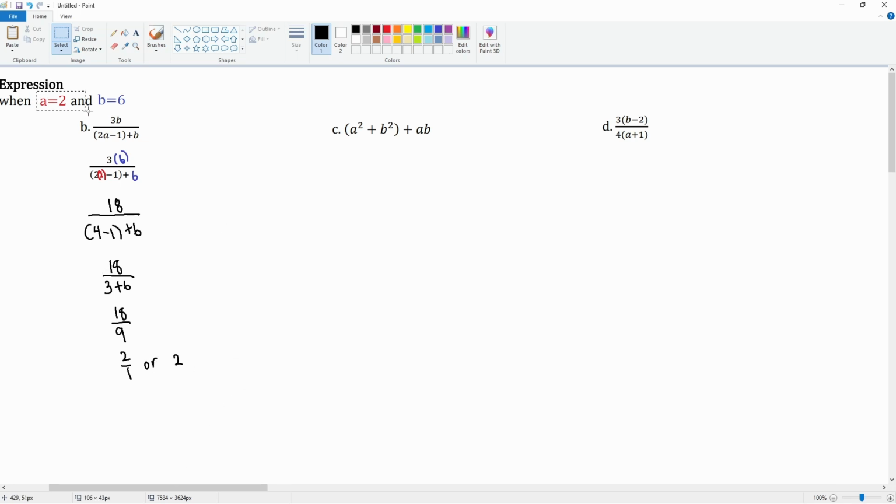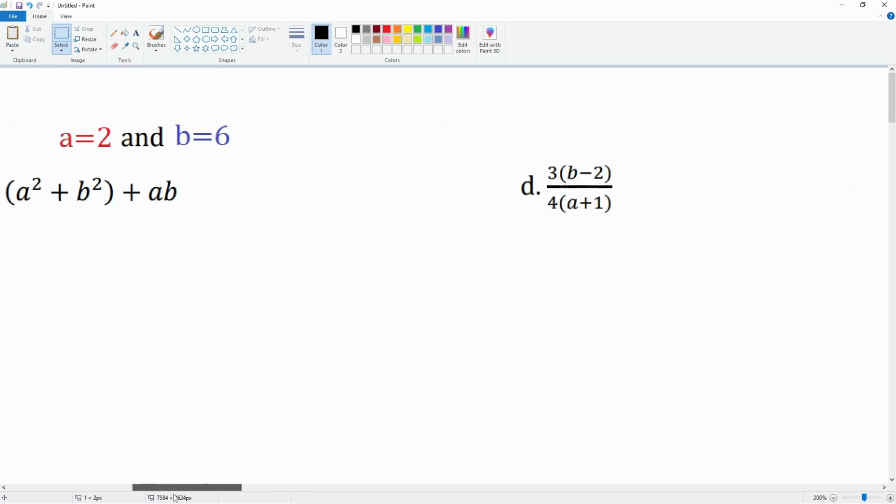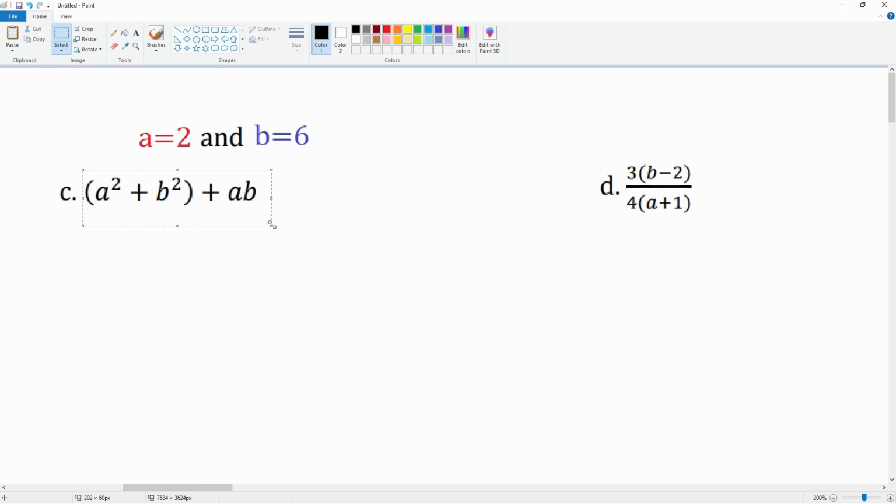All right, C, I'm just going to copy this over so we can see it. Here's the expression with the variables. Now we're just going to copy the variables and substitute. So wherever I see the letter A, I plug in the number 2 here. Wherever I see the B here, I plug in the number 6. Here it's A and B, so let's make sure we put it in parentheses. So we have that 2 first, and we have the 6.